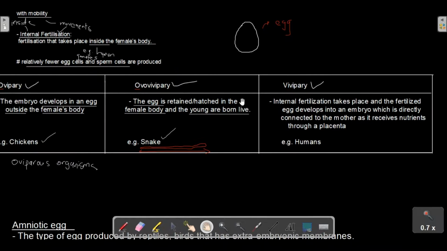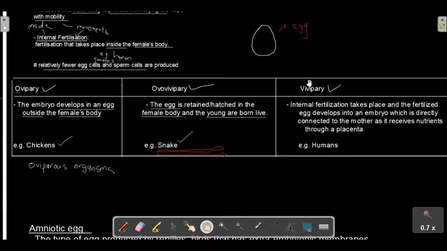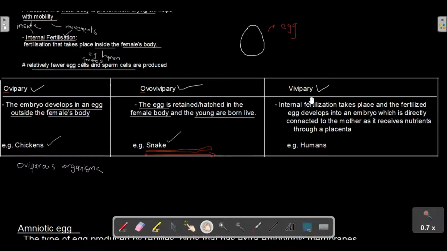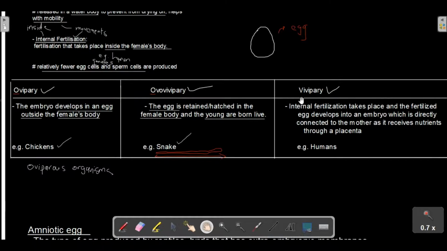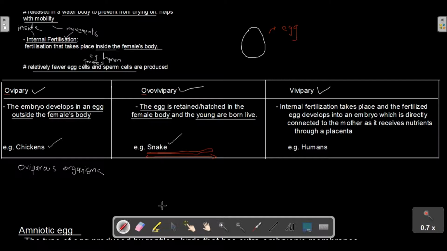And then the next reproductive strategy is the viviparous organisms. So viviparity, these are us, humans, a good example. They have internal fertilization, and the fertilized egg does not grow inside of an egg, but develops directly connected to the mother as it receives nutrients through a placenta. Now that is viviparous organisms. Most of these are mammals, but I'm just going to use humans as an example, right?